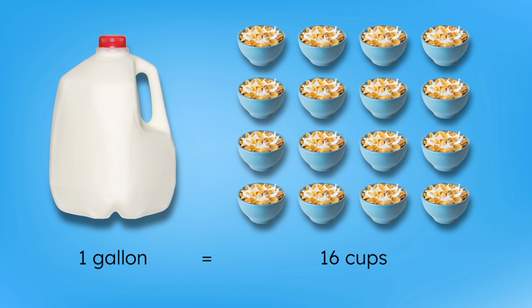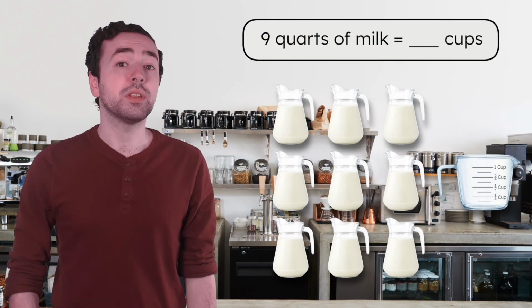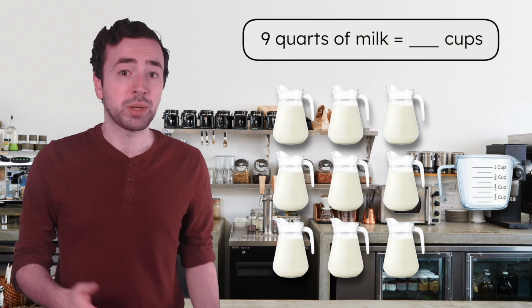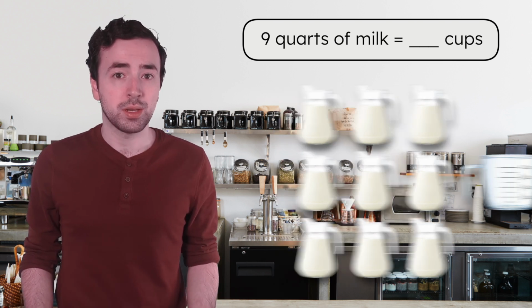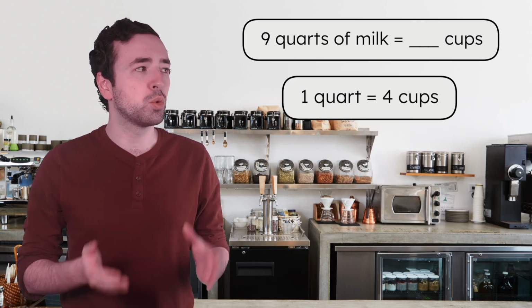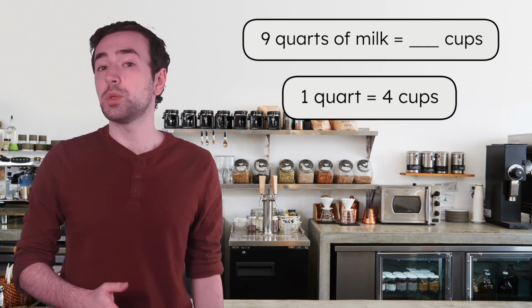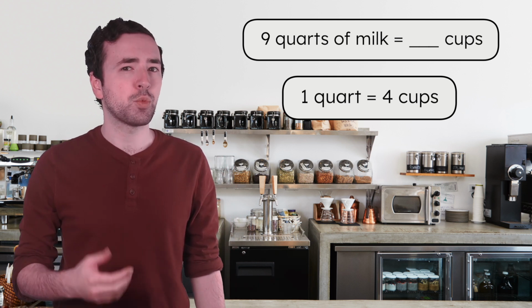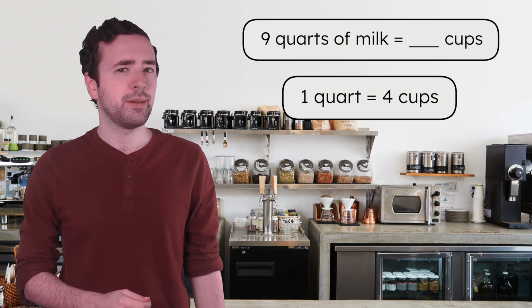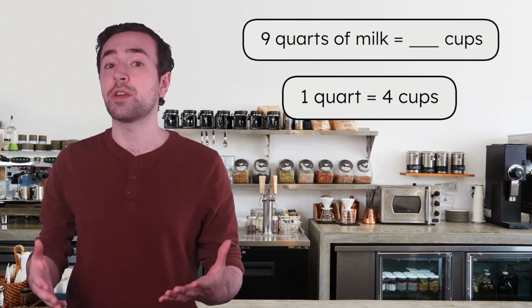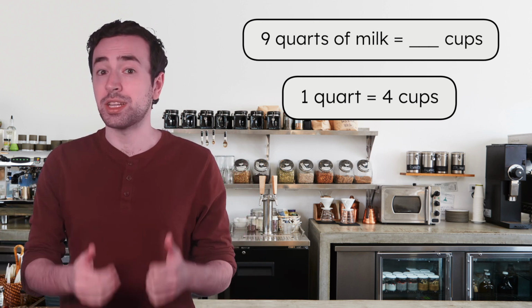Speaking of breakfast, we need to use what we've learned to help Mateo at the cafe. Mateo needs 9 quarts of milk, but his measuring cup only shows cups. Remember, 1 quart equals 4 cups. So to convert quarts to cups, should we multiply or divide? Think back to what we learned about converting from larger units to smaller units in our previous lesson.